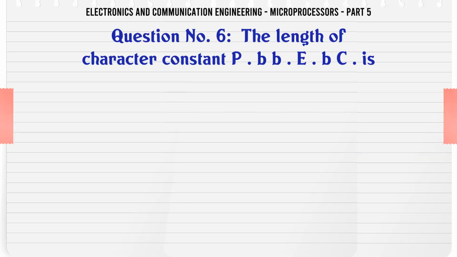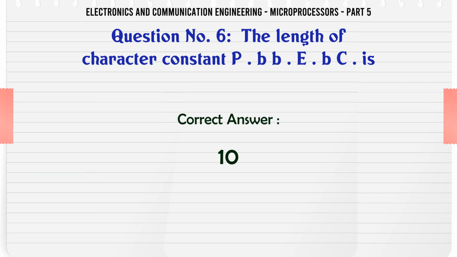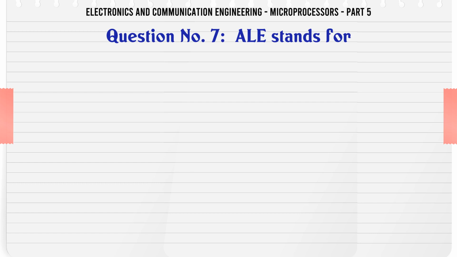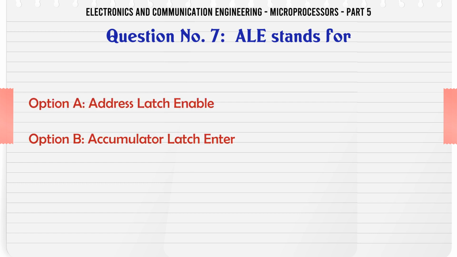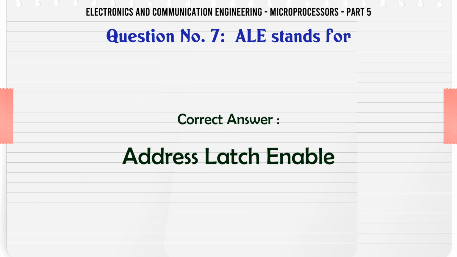The length of character constant is A. 9, B. 6, C. 10, D. 7. The correct answer is 10. ALE stands for A. Address latch enable. B. Accumulator latch enter. C. Address latch enter. D. Accumulator latch enable. The correct answer is address latch enable.